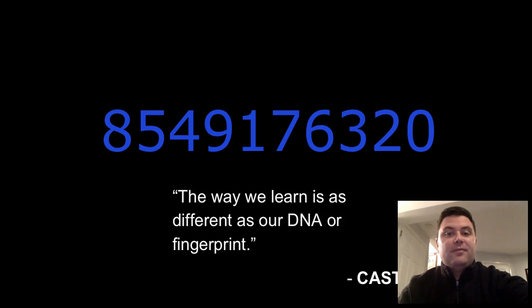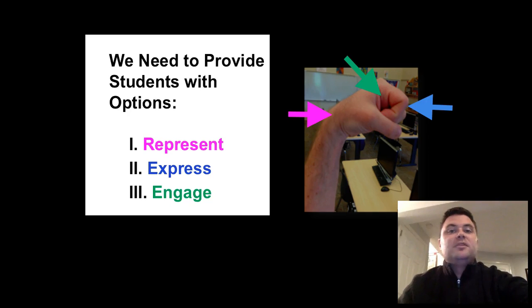Now, going back to our question, what do these numbers have in common? They're in order by alphabetical order. See, the way that we learn is as different as our DNA or fingerprint. However, there are predictable differences in the way that we learn. We need to represent, express, and engage students in different ways in order to eliminate barriers and increase learning.